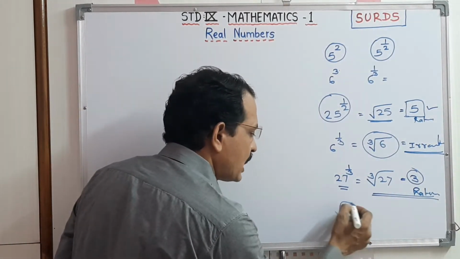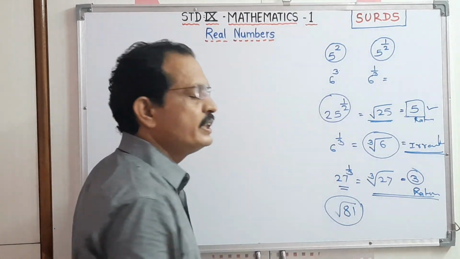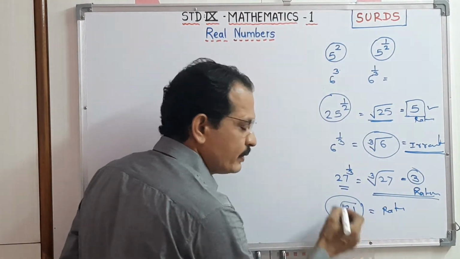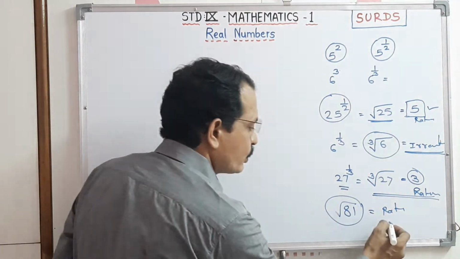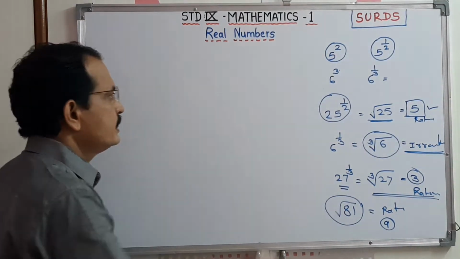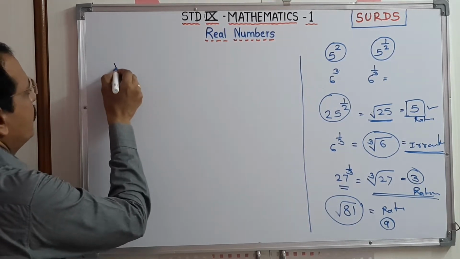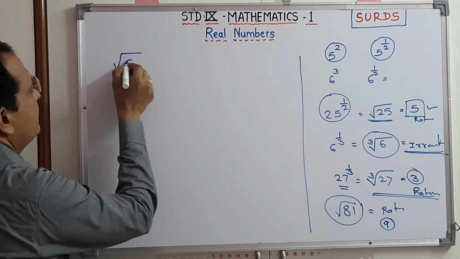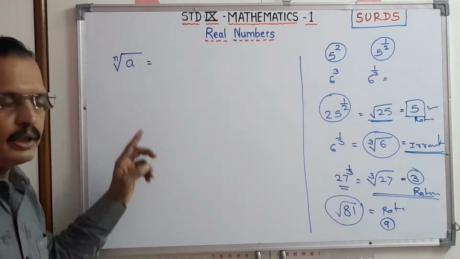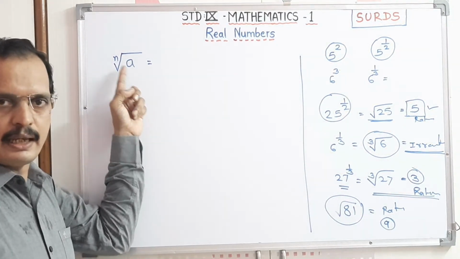Now dear students, suppose I write here square root of 81. Can anyone tell me whether the square root of 81 is an irrational or a rational number? It is a rational number because we can find the square root of 81, and the square root of 81 is 9, therefore it is a rational number. Now see dear students, suppose I write here a, and here it is n. That means now you can understand this, it is the nth root of a. We can read it as the nth root of a.